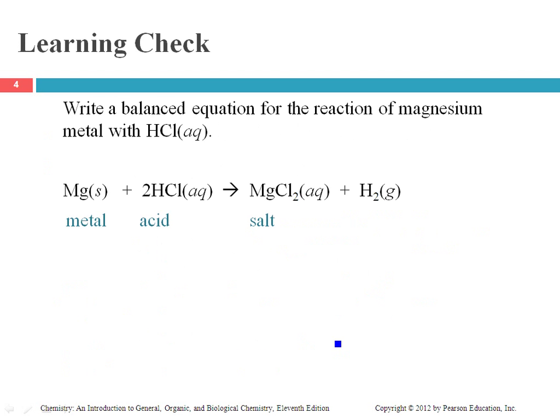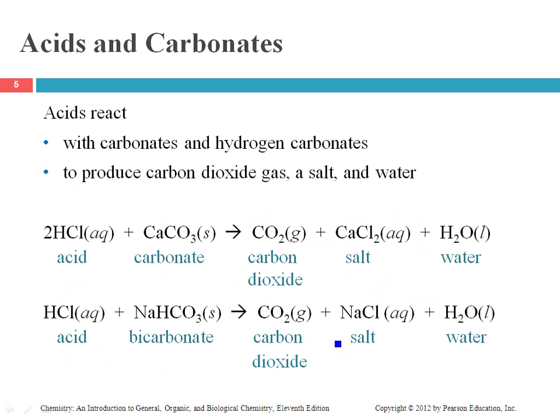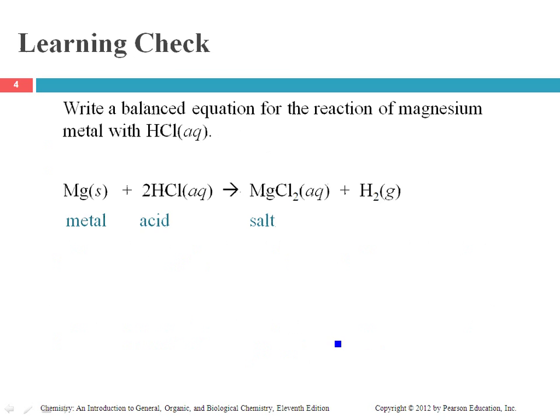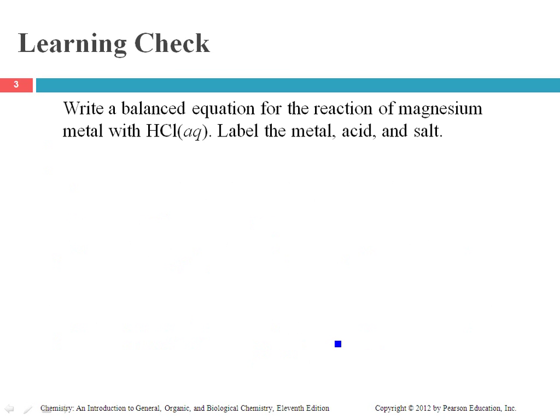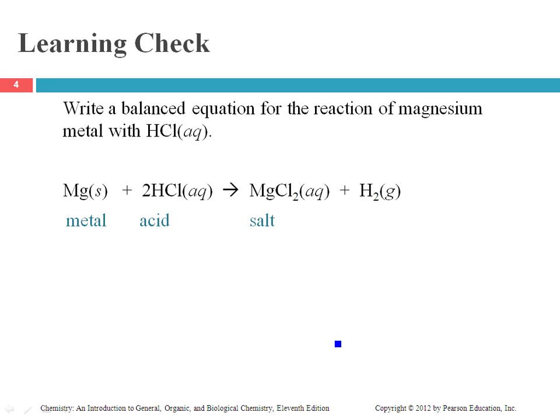Okay, so I want you to work on writing, I'm already showing you this. So write a balanced equation for the reaction of magnesium metal with HCl. So that's our acid, metal and acid. We want to label the metal, the acid, and the salt. Okay, so you can pause if you'd like. So we're going to go on and show here.